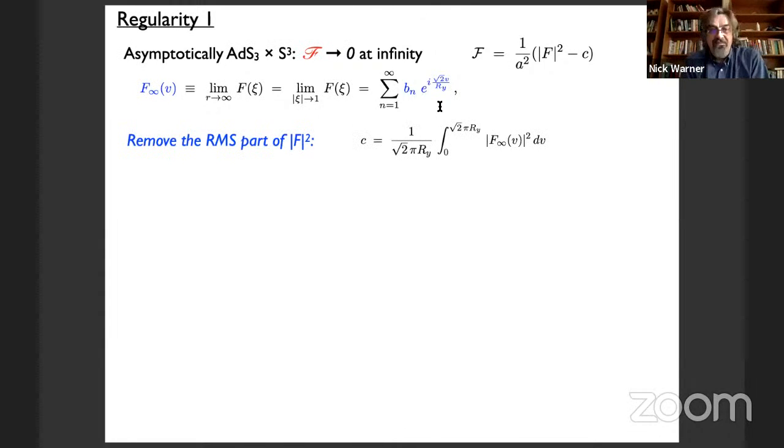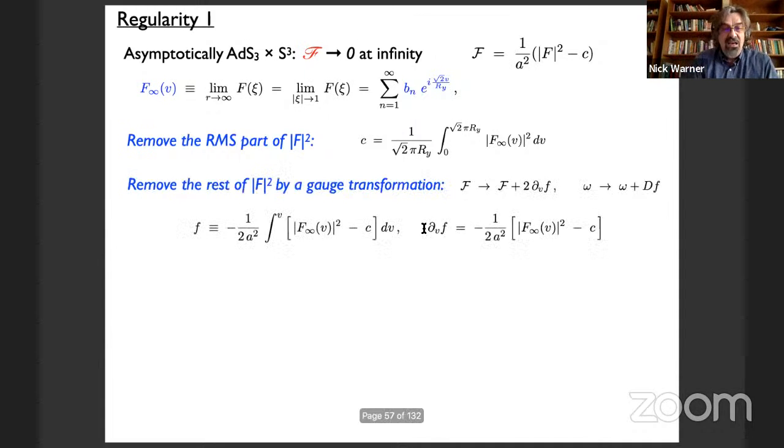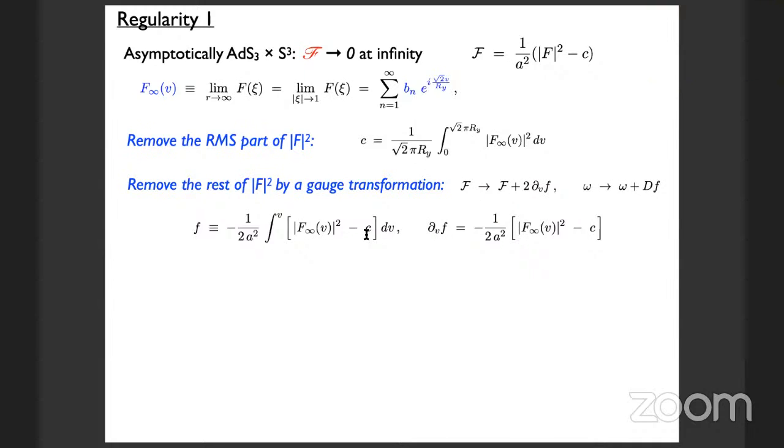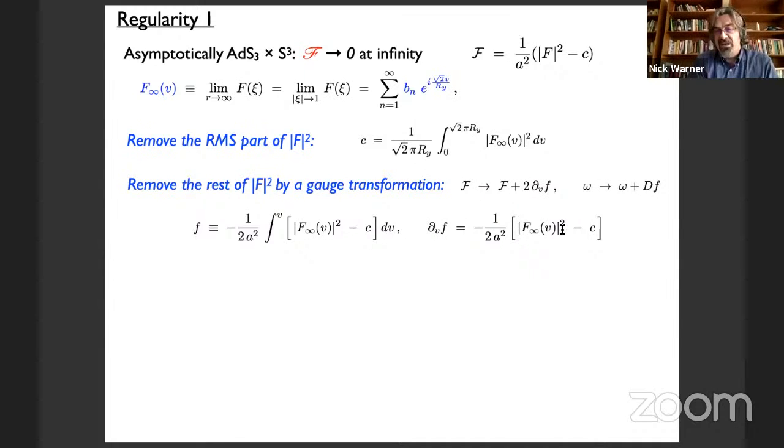So the first thing we do is we remove the root mean square part of this. In other words, I literally take the integral of this normalized around the circle dv. I want to remove the constant piece of this. So that's how you pick c, so that f will actually have no constant piece. So the only piece of f that's left at infinity is the oscillating piece. And then you remove the rest by a gauge transformation. You remove the constant piece out of f. So now you can integrate this up and basically take the indefinite integral of this thing, so that d/dv of this is given by the oscillating piece, and it cancels in this thing.